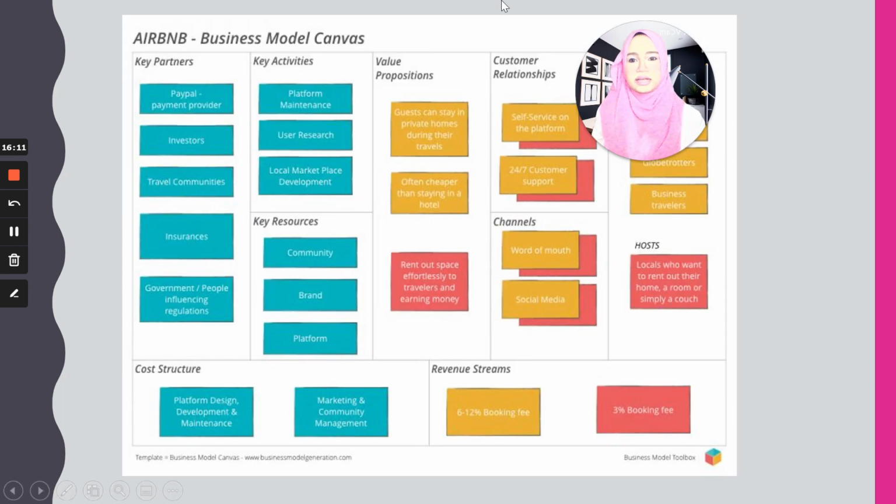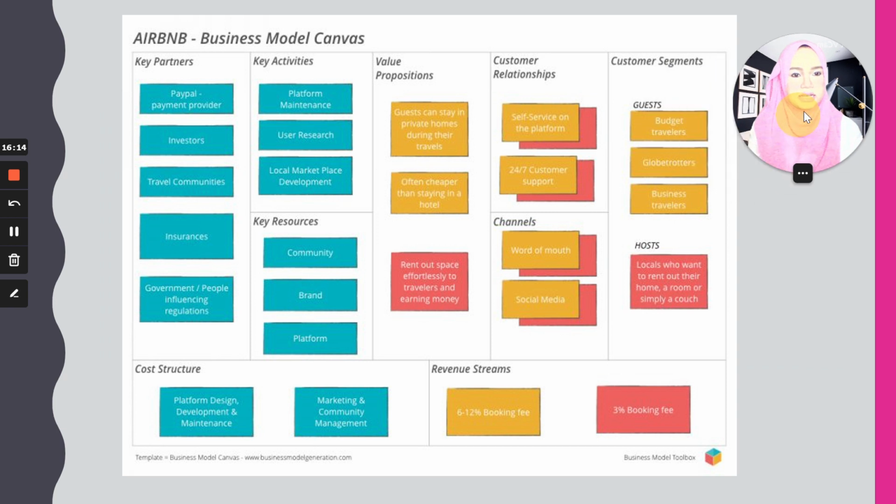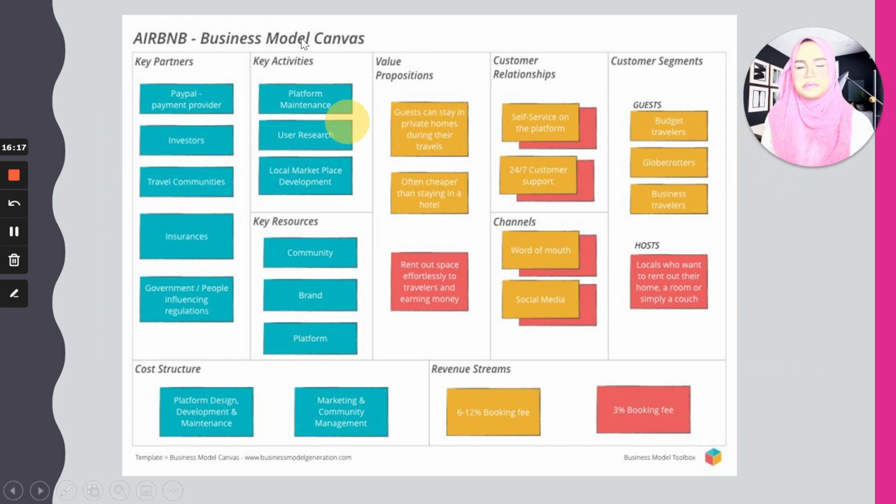So these are some examples, such as the Airbnb business model canvas, which shows their customer segment, customer relationship, value proposition, key activities, key partners, key resources, the channels, their revenue streams, as well as their cost structure. You can get many examples, you just need to Google. Try to find other examples of business model canvas related to the business that you are doing. Then you'll get a picture of how it will look.